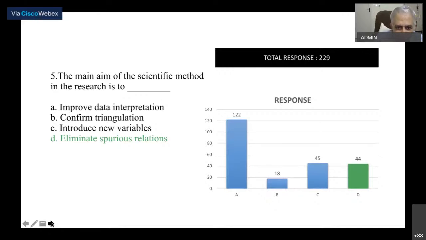Research helps you in removing the spurious relations that you are having in your mind. Very few people have got the correct answer. Only 44 could get it in total. In whichever question, very few people have concentrated. And statistics, of course, will be taken from Monday onwards, but I will be covering those issues also. Next question.